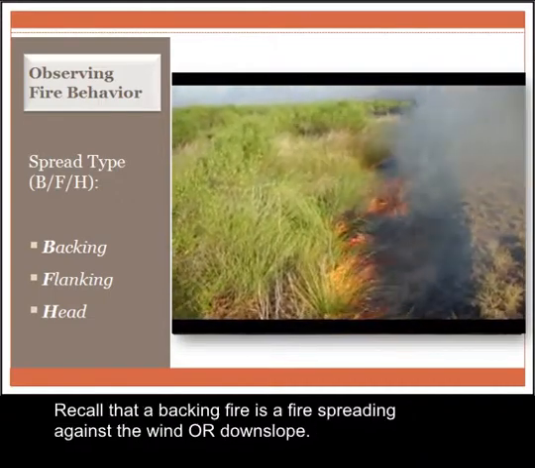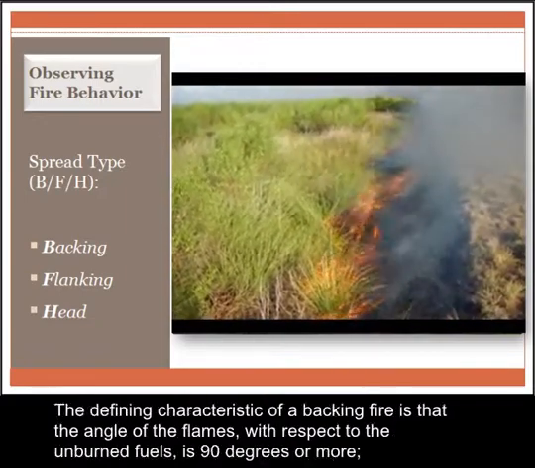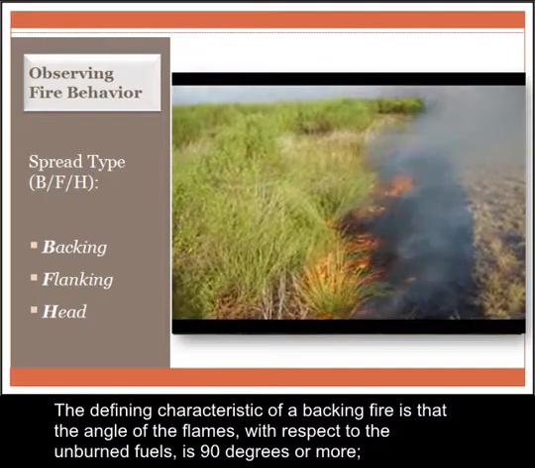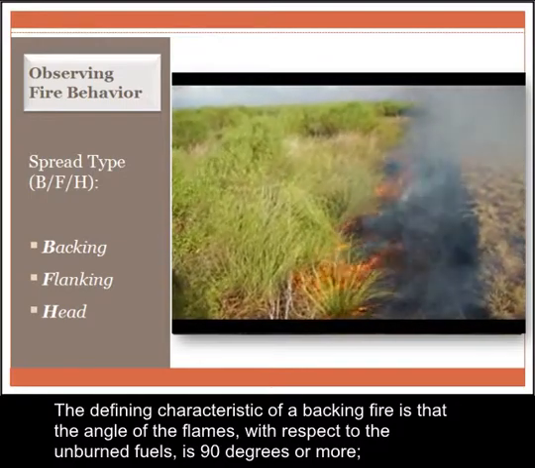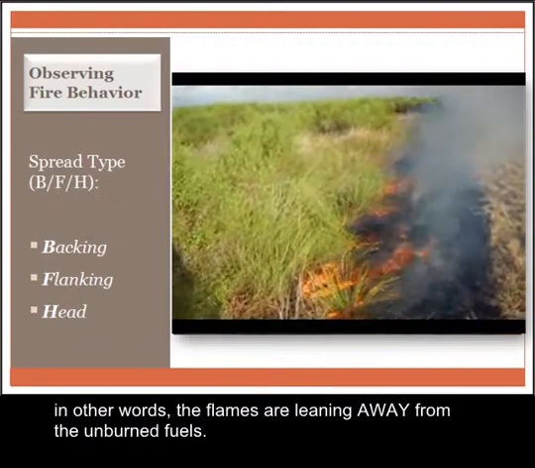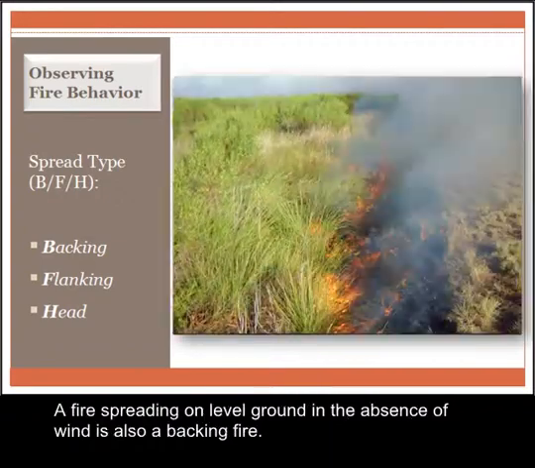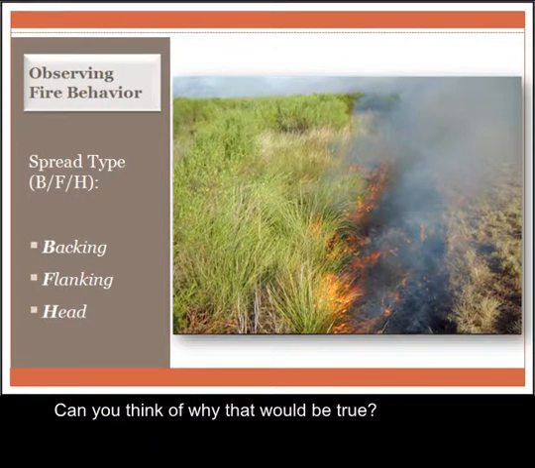Recall that a backing fire is a fire spreading against the wind or downslope. The defining characteristic of a backing fire is that the angle of the flames with respect to the unburned fuels is 90 degrees or more. In other words, the flames are leaning away from the unburned fuels. A fire spreading on level ground in the absence of wind is also a backing fire. The spread rate and intensity is lowest on the backing portions of a fire. Can you think of why that would be true?